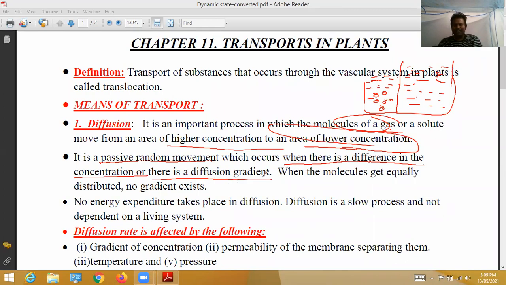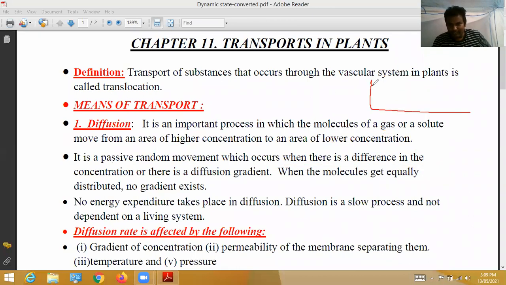See here, when the diffusion process takes place, it is a slow movement which occurs when there is a difference in the concentration. So this is a diffusion process. In this one, diffusion happens. Consider A and B. Here more concentration was there, here less was there. Under those conditions only, the diffusion process takes place.